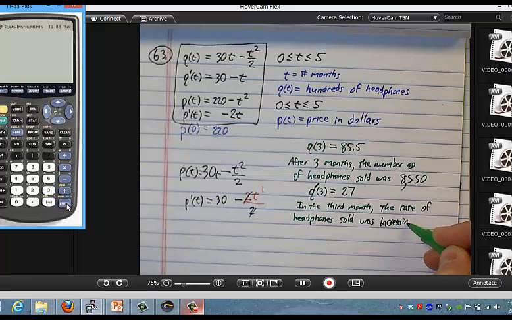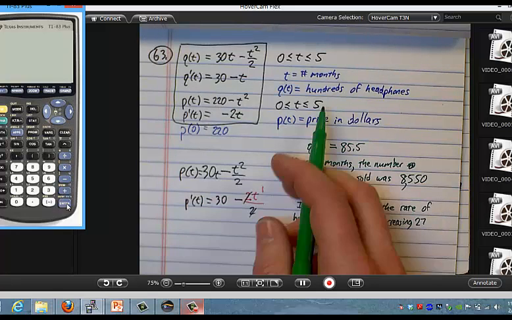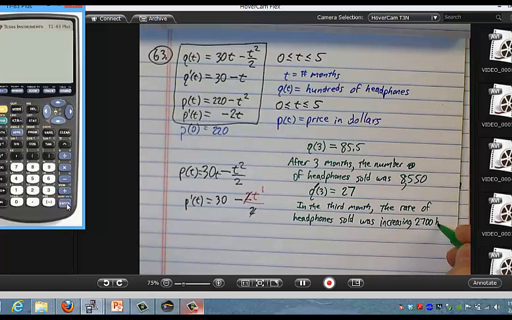27. Now here's where people sometimes get stuck. What are the units? Well, 100, right? 2,700 headphones. But remember, it's a rate, so it has to be per something. Per month, because we're measuring time in months. And that's how you would interpret that part of this. That's right. Well, it's increasing 2,700 per month.